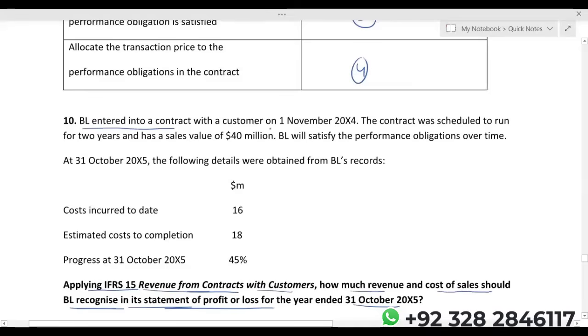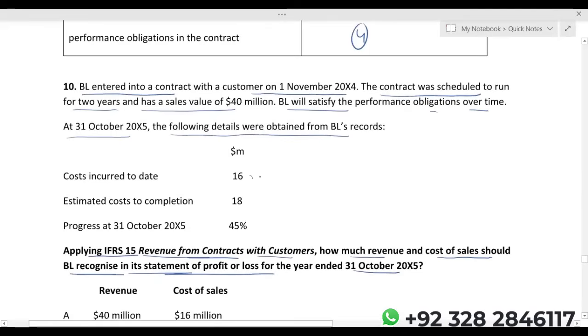BL entered into a contract with customer on 1st November X4. The contract was scheduled to run for 2 years and sale value is 40 million. BL will satisfy the performance obligation over time. At 31st October X5, at the year end, the following details were obtained from the BL records. Cost to date, they have given us 16. Further cost is 18. Progress is 45%. Okay. Look at this. Revenue. I'll take 45% of this.